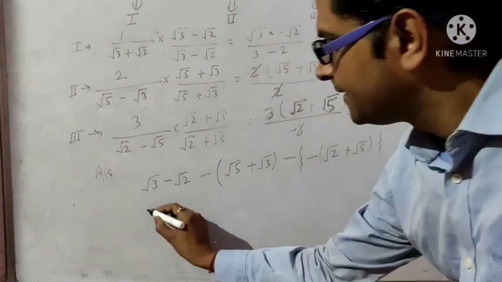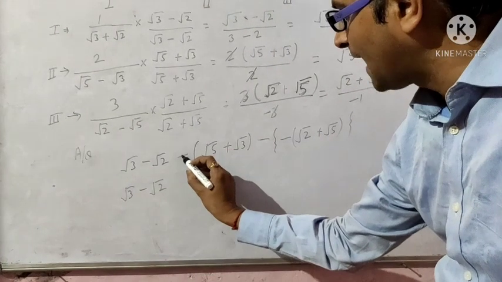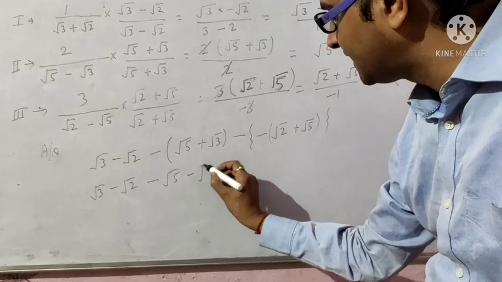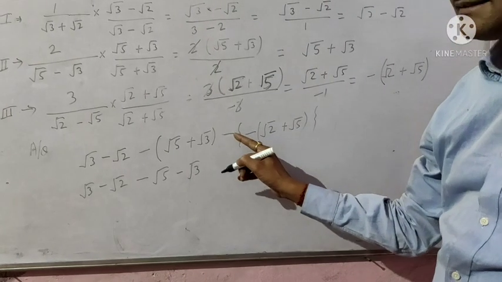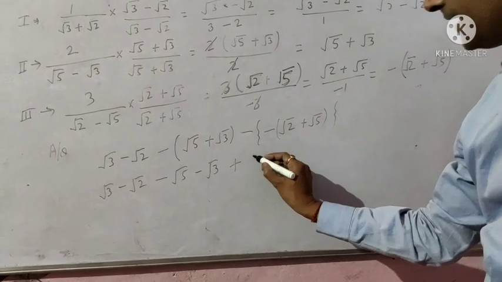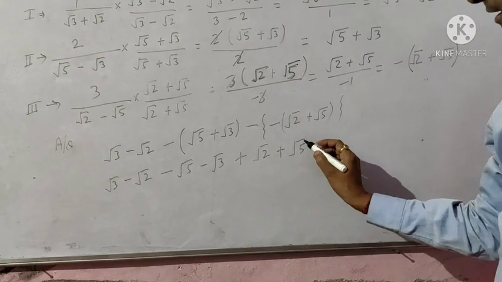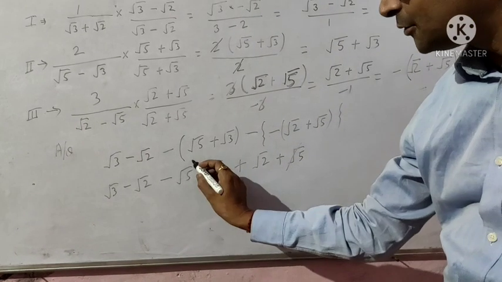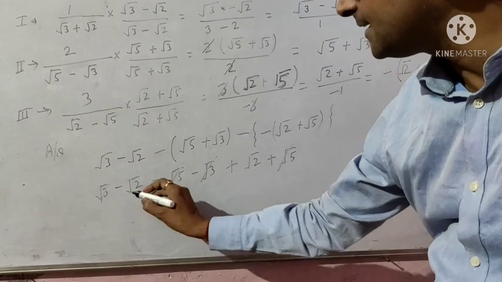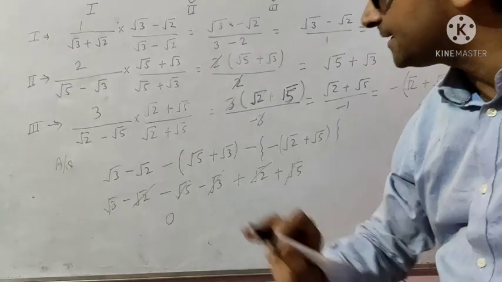Middle bracket. Okay. Then root 3 minus root 2, multiply minus sign in both terms. So here minus root 5 minus root 3, and here minus and minus is positive, that means negative and negative is positive. So finally root 2 plus root 5. Okay student, so positive root 5 and negative root 5 is cancelled. Negative root 3, positive root 3 again cancel. Negative root 2 and positive root 2 is cancelled, and your answer is 0.